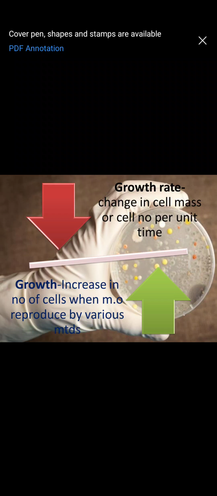And how do they increase the number of cells? Because they reproduce by various techniques. When they reproduce by various methods like binary fission, budding, and fragmentation, all these methods help them to increase the number. So this increase in number is called growth.